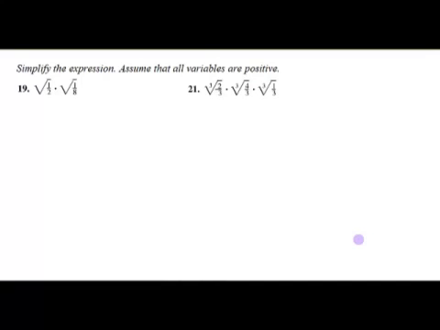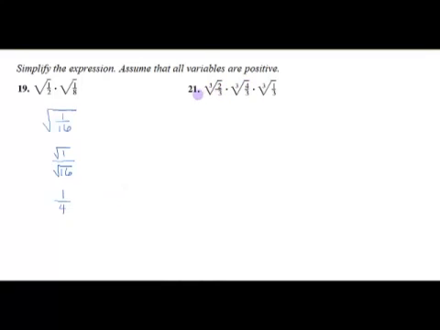Simplify the expression. Assume that all variables are positive. Here we can use the product rule and go ahead and put those under one radical. Now, the square root of 1/16 is the same as the square root of 1 over the square root of 16. So we've used the product rule here, and now we've used the quotient rule. The square root of 1 is 1. The square root of 16 is 4.